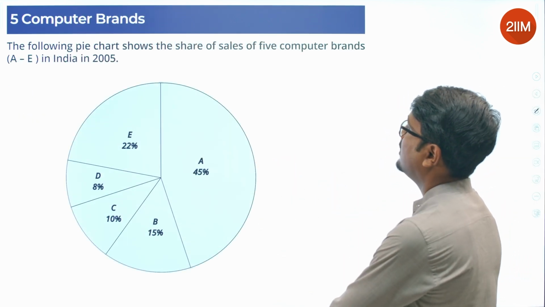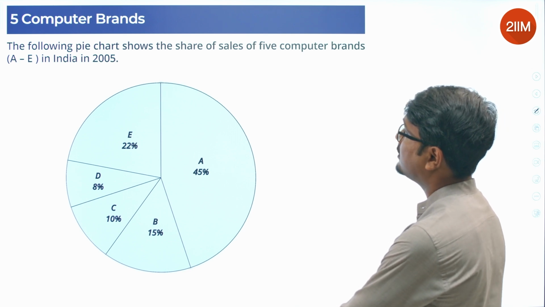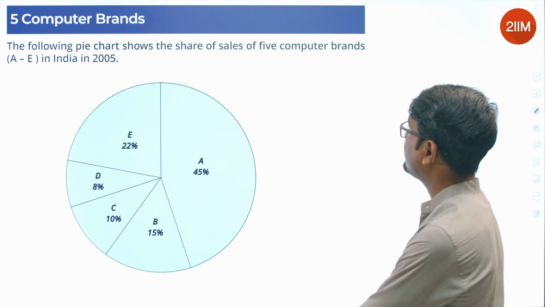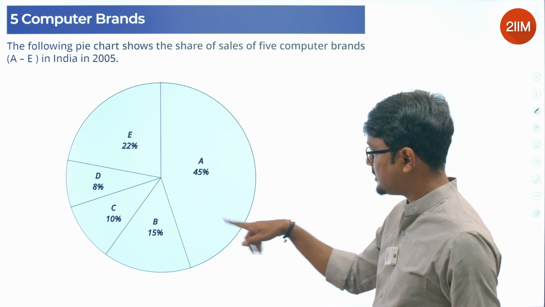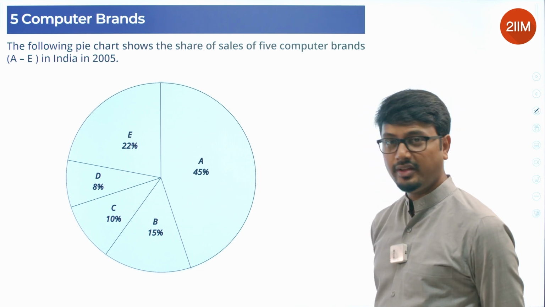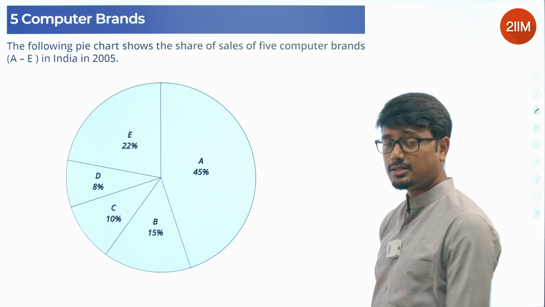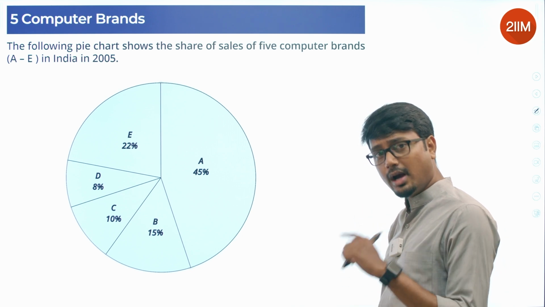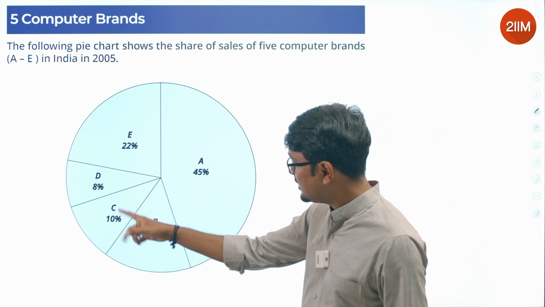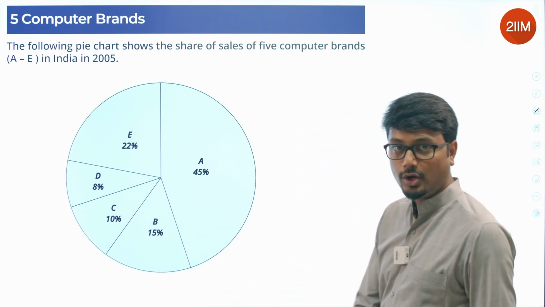Next, computer brands. The following pie chart shows the share of sales of 5 computer brands A to E, or A, B, C, D, E in India in 2005. Okay, so the moment we get the pie chart with the percentages, we better add it. It is supposed to be 100. Okay, we check it out. So 45, 15, 60, 70, 70 plus 30. Yeah, so we got 100.